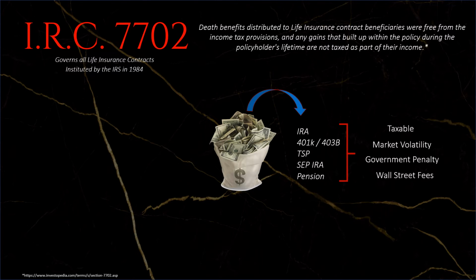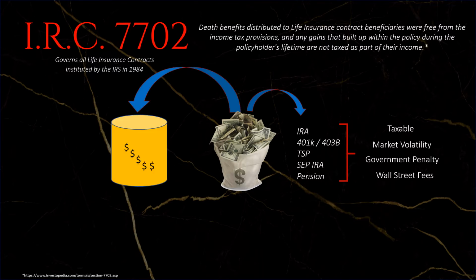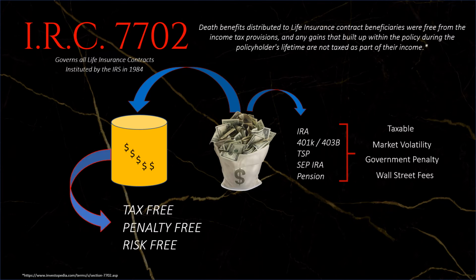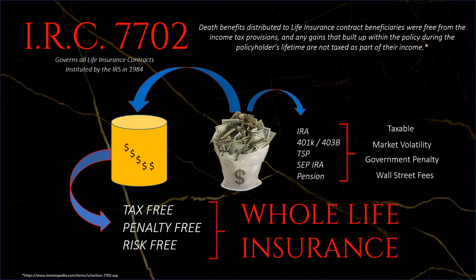So what the code allowed us to do is to grow our money inside the life insurance contract. You allow that money to grow over time, so that when you take it out, it's going to be tax-free, penalty-free, and risk-free. There are tons of products out there that are attached to the 7702. But in particular, to the concept that we're talking about today, the infinite banking concept, we are focusing on a very specific whole life insurance product.